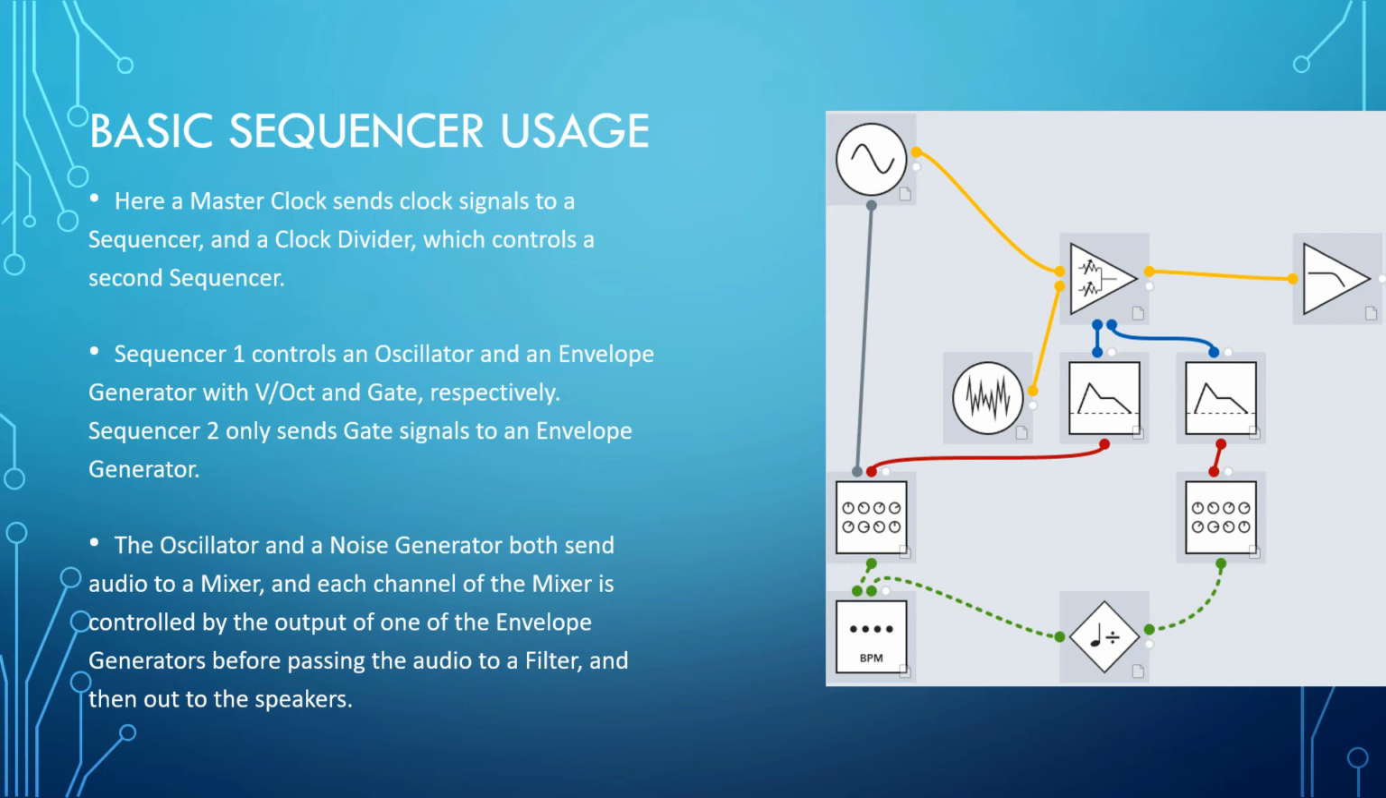Now, what's going to happen there is that the oscillator and a noise generator both send audio to a mixer, and each channel on the mixer is controlled by the output of one of the envelope generators before passing through to a filter and then to the speakers. So this is going to be very similar to where we're at now, but just a little bit different.